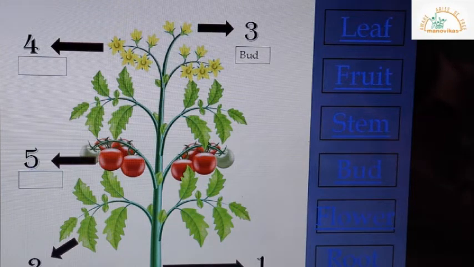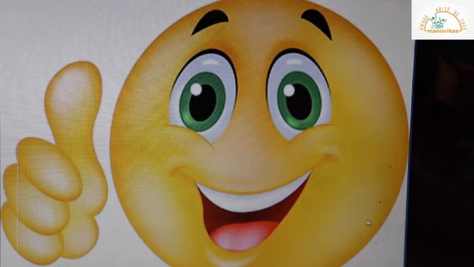Now let's move on to the fourth part of the plant that I have marked. I have marked this part as number 4. What is it? Is it the leaf, the fruit, the stem? What is it? Okay, it is the flower. Let us check whether it's the right answer. Yes, it is the right answer.